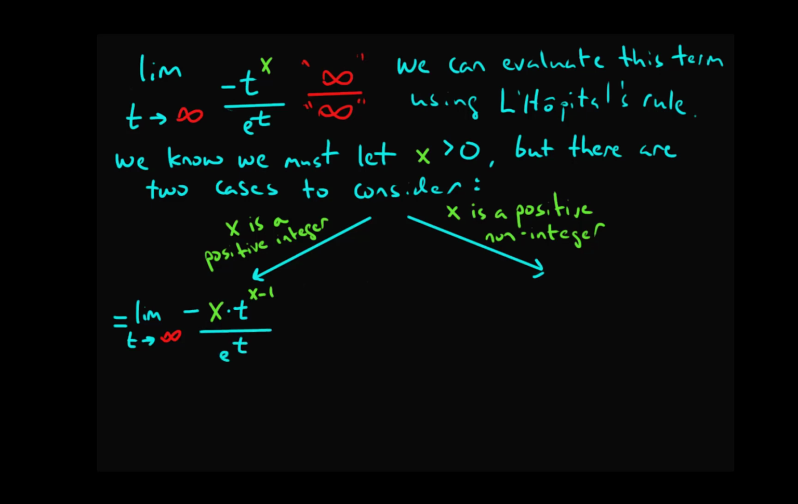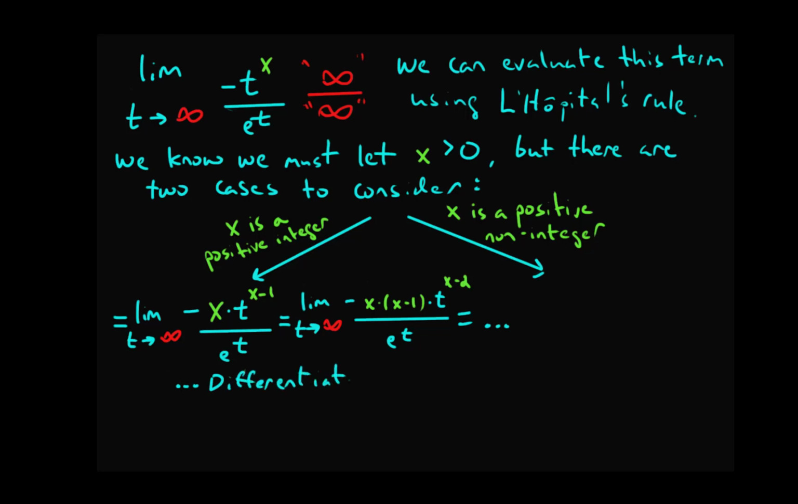So taking the limit as t approaches infinity, and now differentiating one time, negative x times t to the x minus 1 over e to the t. Remember that e to the t is unchanged by differentiation. We again get an expression that just equals infinity over infinity in that limit as t goes to infinity. So we have to differentiate again, and when we do that, we get negative x times x minus 1 times t to the x minus 2 over e to the t. And again, we need to keep going.